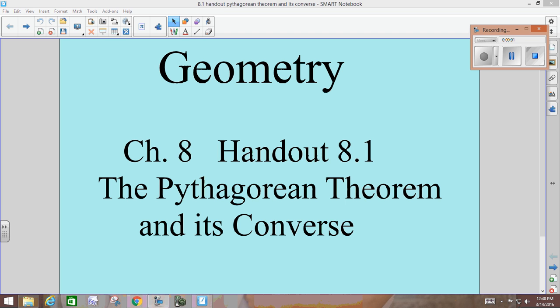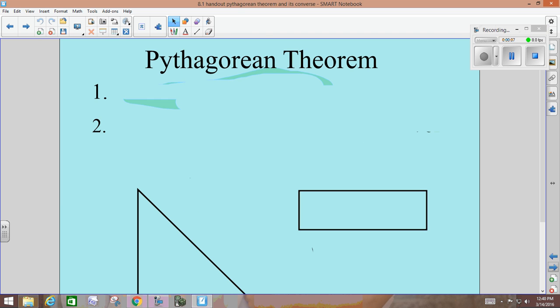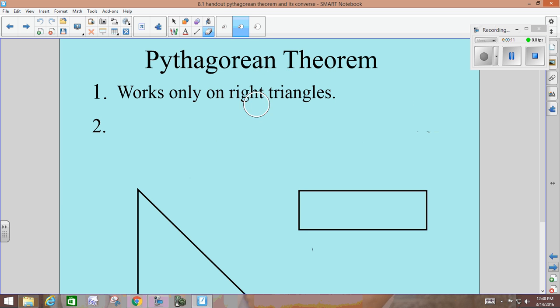Staying with triangles. The first lesson is the Pythagorean Theorem. Two things about the Pythagorean Theorem. Well, one thing really. It only works on right triangles. If you're given an acute triangle and you're going to try and find the side length, do not use the Pythagorean Theorem. It will not work. It only works on right triangles.